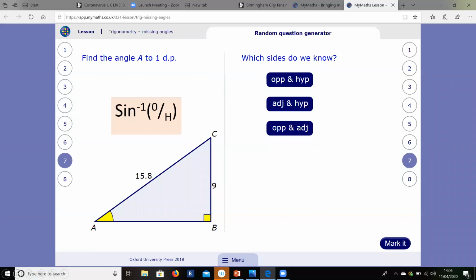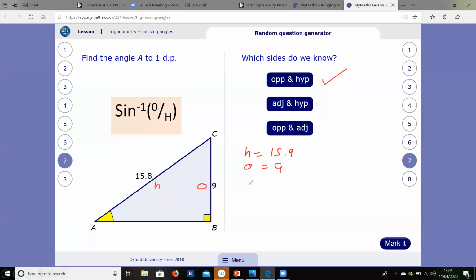First example is one where we've got to use sine. And in this example, we know H, which is over here, this one, and we know O. So we can say H equals 15.9. O is 9. We know the opposite and hypotenuse.